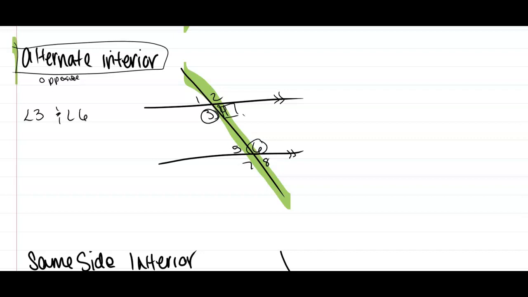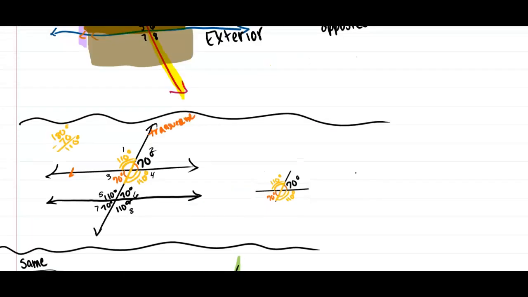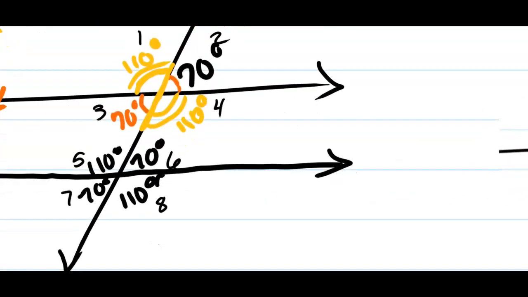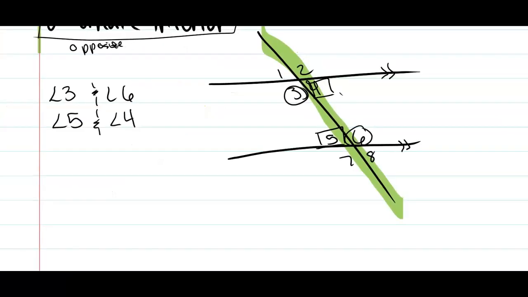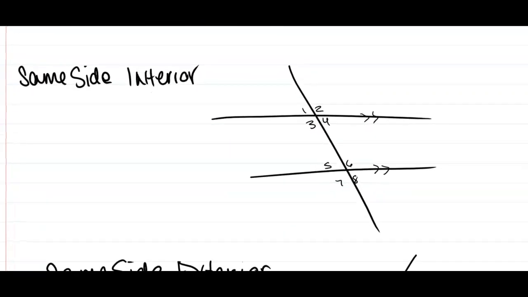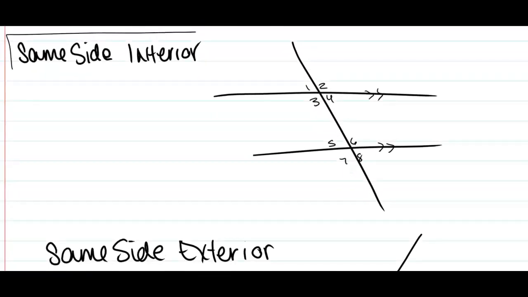Then we can look at angle 4 and angle 5. They are both also on the alternate sides of the transversal, and they're both on the inside. So angle 4 and angle 5 are alternate interior angles. Now if we look at the relationship here, angle 3 and angle 6 are both 70 degrees. Angle 4 and angle 5 are both 110 degrees. So alternate interior angles are congruent. And now we're going to look at same side interior.